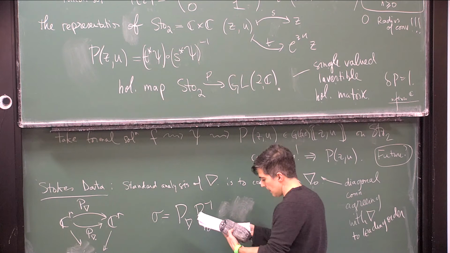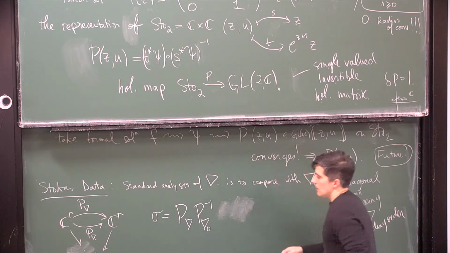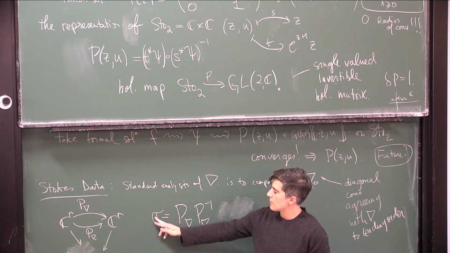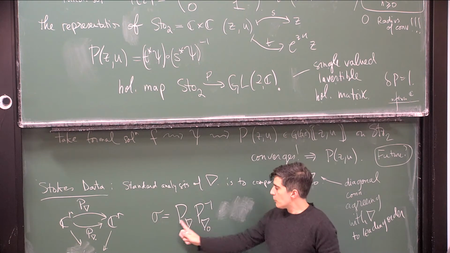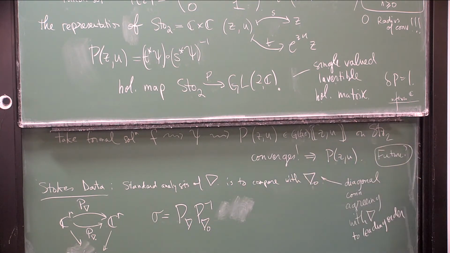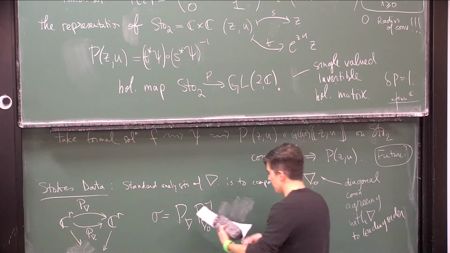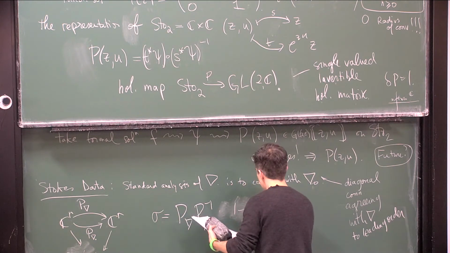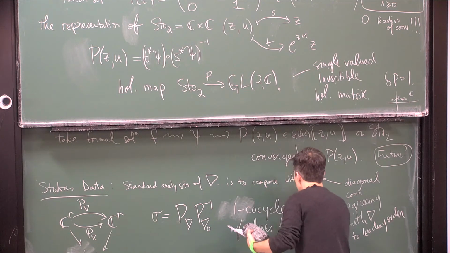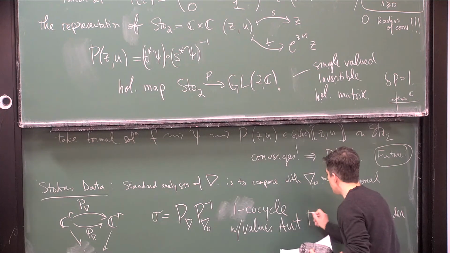So what is sigma? Sigma is kind of the data that you would need to go between these two representations. Whenever you have two representations of a group or of a groupoid or whatever, you can always take the difference between them or the quotient of them. And what you'll get is a one cocycle. You'll get a groupoid one cocycle. So this is a one cocycle with values in the automorphism of the simple connection, P nabla knot.